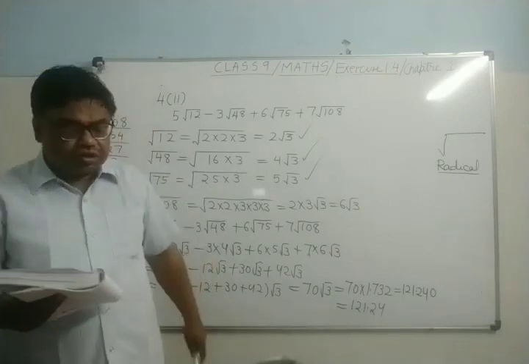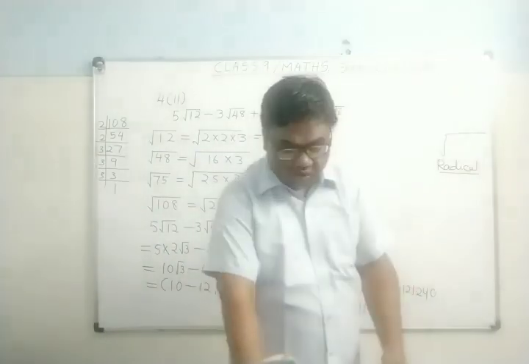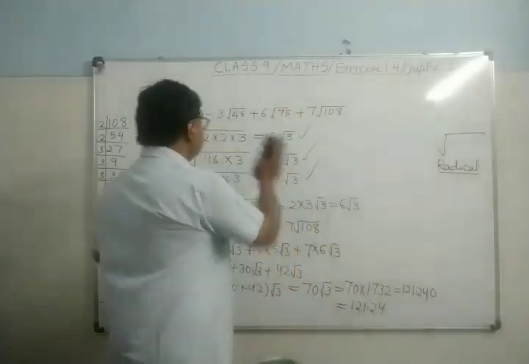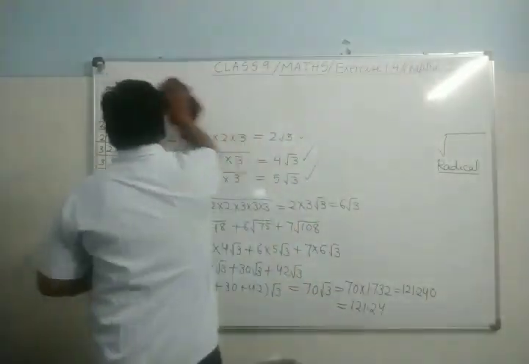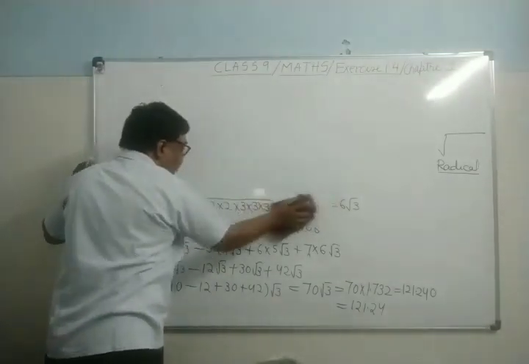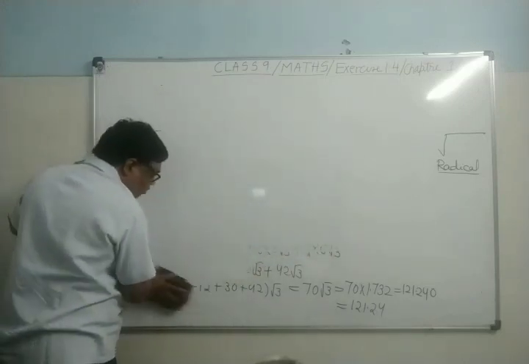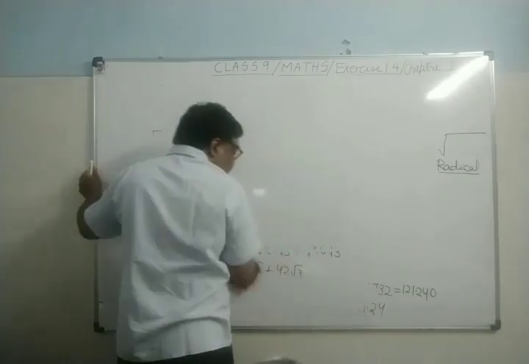Now all of you see question number 5 and 6. They are also of the same type. How will you do question number 5 and 6? In question number 5 you have to find out which number is rational and which number is irrational. Is it clear? So what will you do? First you will simplify.